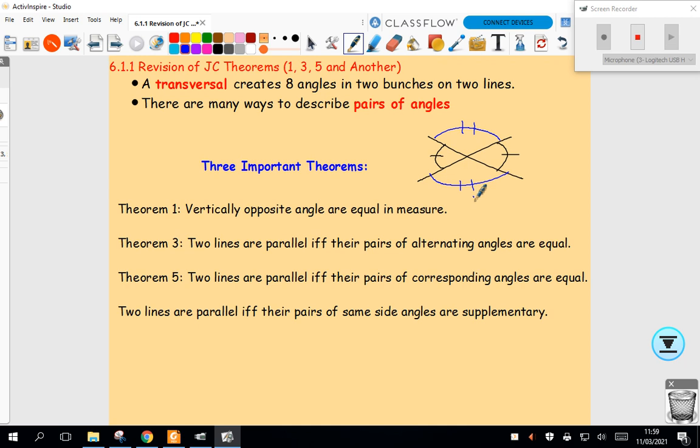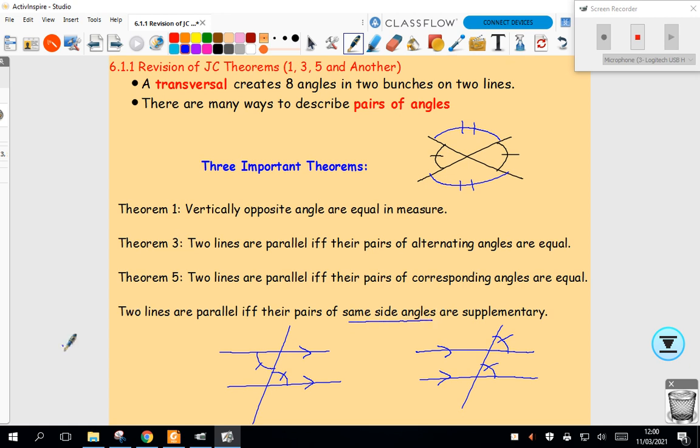Two lines are parallel if and only if their pairs of alternating angles are equal. So if I have two lines and I draw a transversal, if the pairs of alternating angles are equal, that means the two lines are parallel. Theorem 5 says two lines are parallel if and only if their pairs of corresponding angles are equal when I draw some transversal. So in other words, if this angle is equal to that angle, then these two lines have to be parallel. Okay?